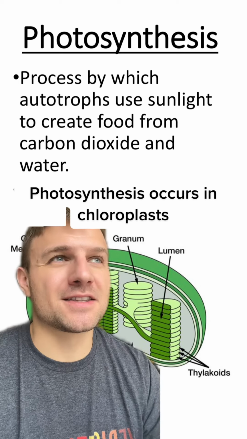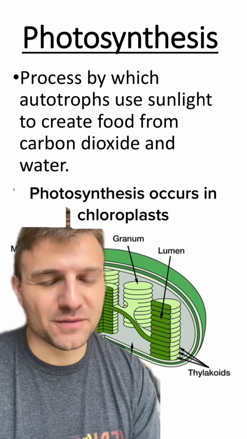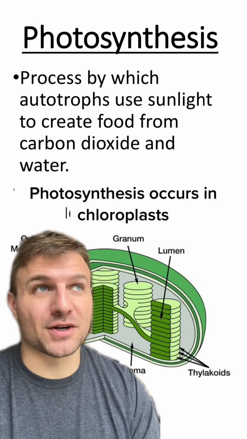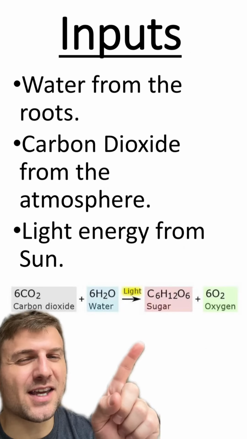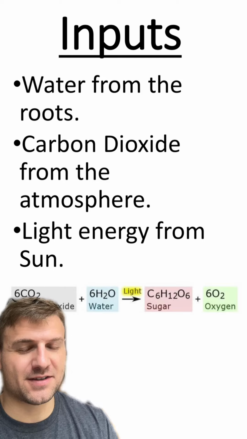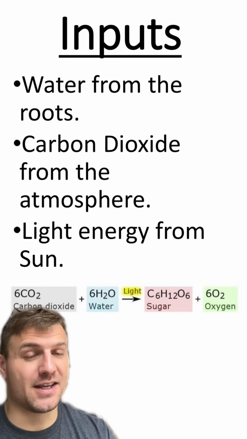Basically, this is the process that plants and algae use to produce their own food. And specifically, photosynthesis occurs in chloroplasts. Here is the chemical equation for photosynthesis. And you can see there are 3 main inputs.